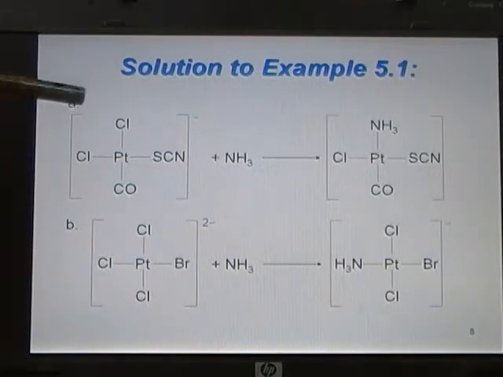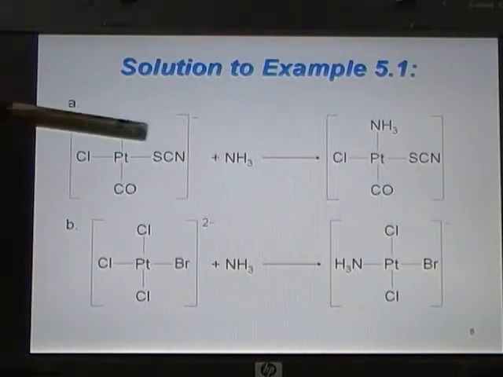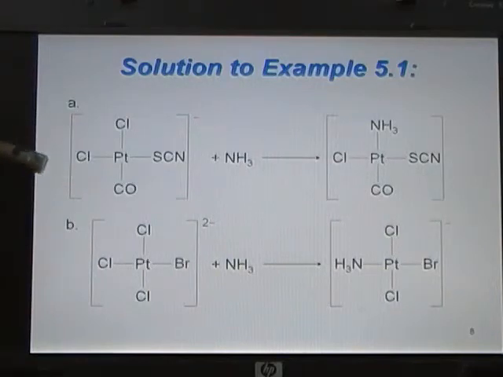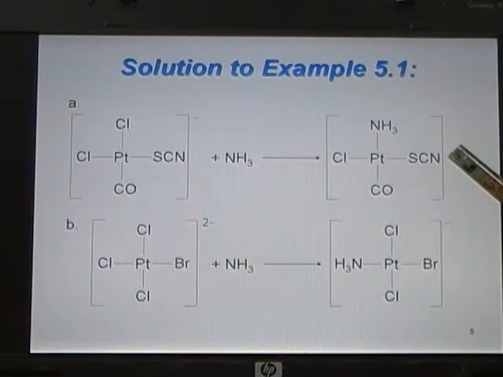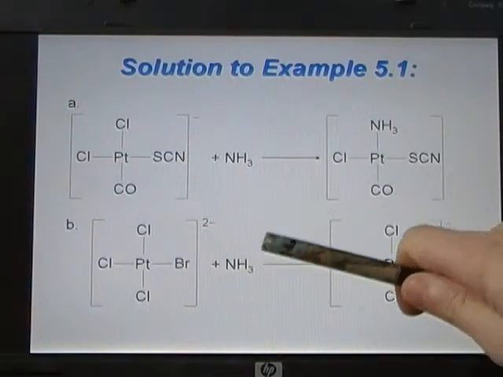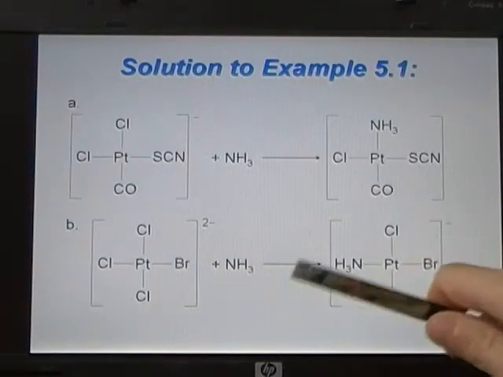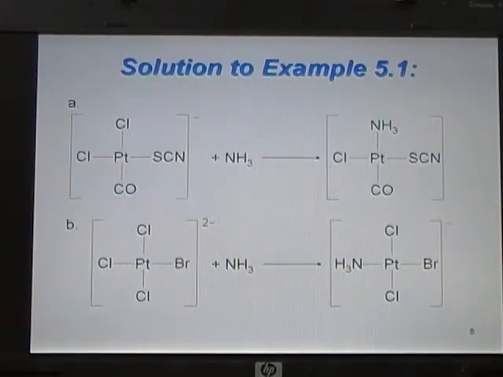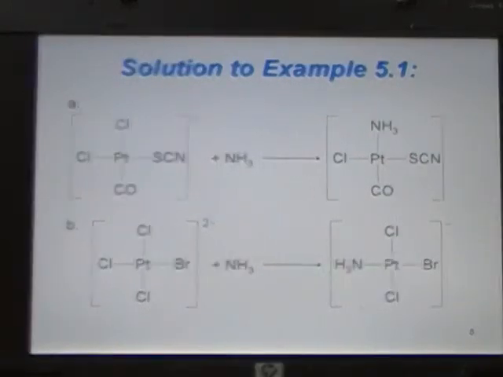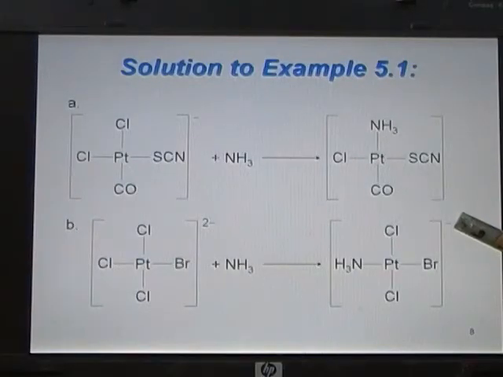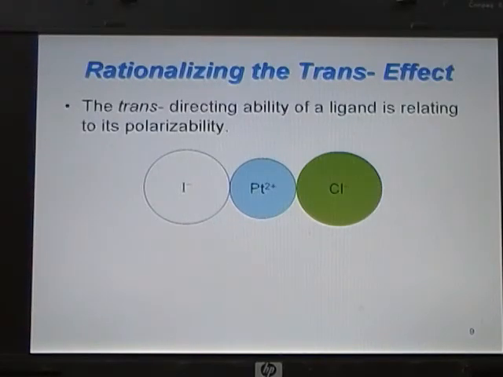Remember, since you're replacing a Cl- on this complex with NH3, a neutral ligand, you need to reduce the charge on the overall compound by 1, making it a neutral compound. The same goes for this complex. Since you're removing Cl- and replacing it with NH3, the overall charge on the complex should be 1- now. Now let's rationalize the trans effect.